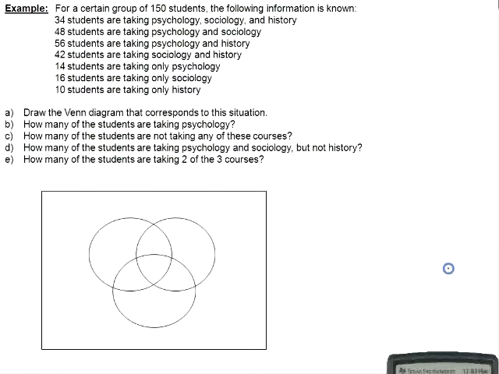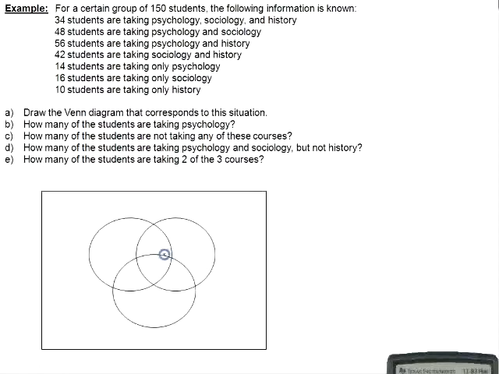For a certain group of 150 students, the following information is known. 34 of the students are taking psychology, sociology, and history. 48 are taking psychology and sociology. 56 are taking psychology and history. 42 are taking sociology and history. 14 are taking only psychology. 16 are taking only sociology. And 10 are taking only history. Well, we're supposed to draw the Venn diagram that corresponds to the situation and then use this to answer questions.